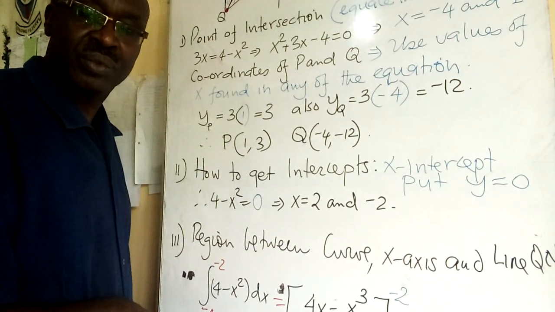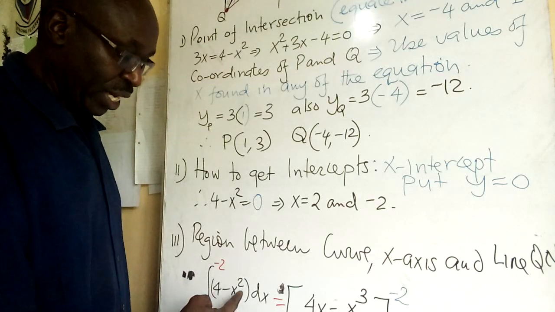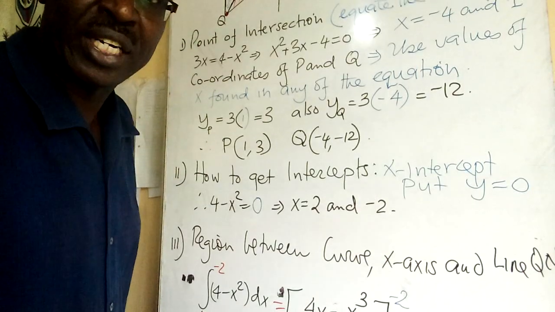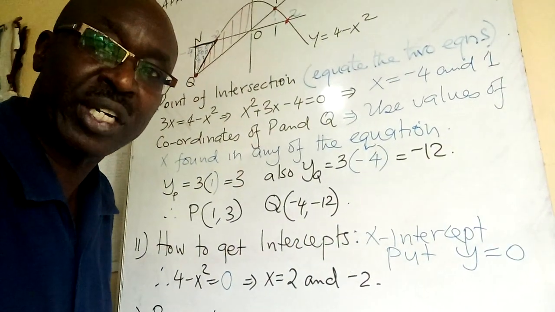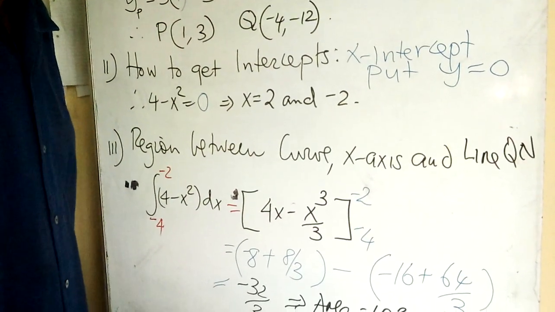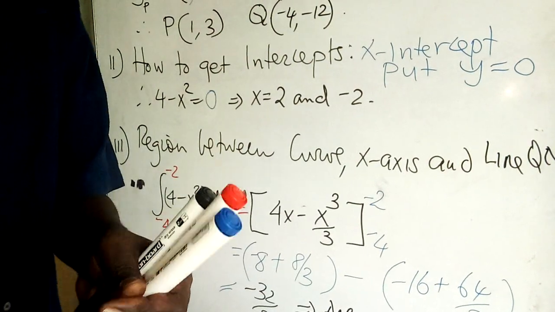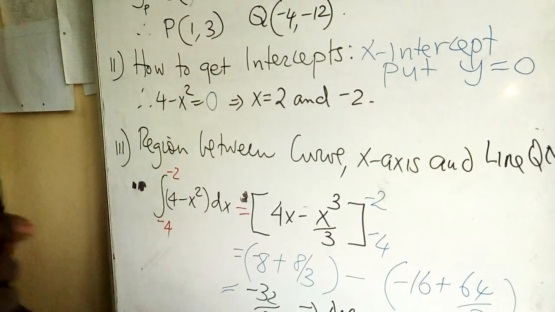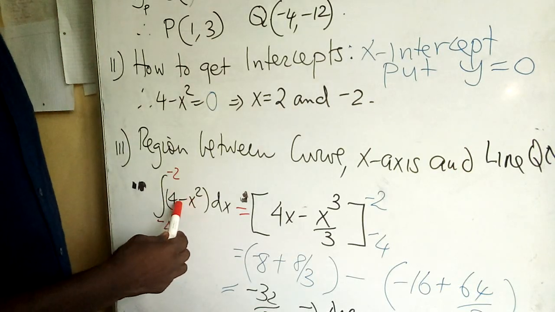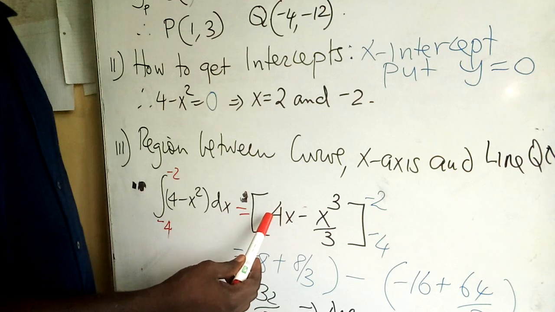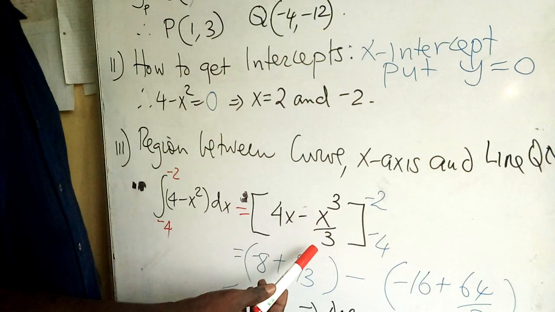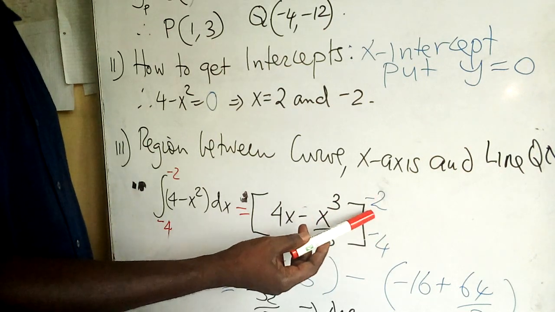We integrate that. So when we integrate this, we get it in the square bracket. I think we can focus better here now. Yes, I will put it down. So we integrate this. You can see it. 4 becomes 4x. X squared becomes a third x cubed. Then my limits of integration are that.